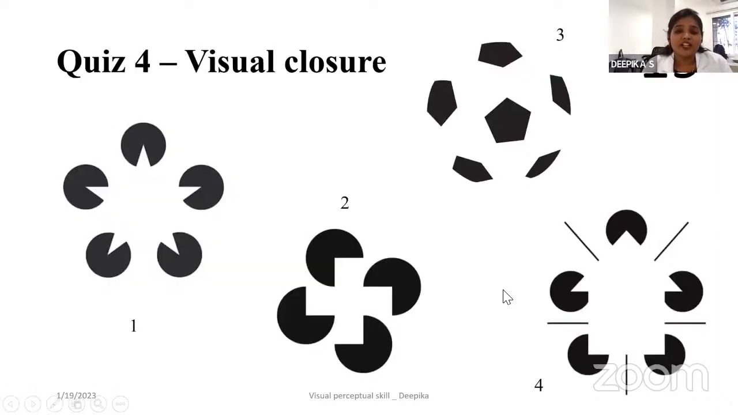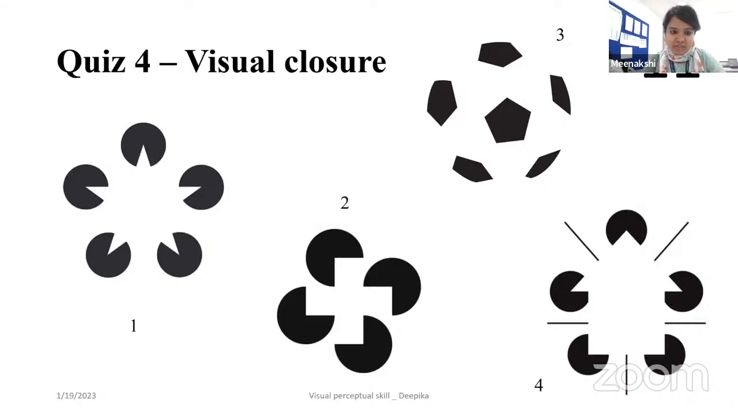So now we are entering into the quiz session. Okay, Deepika taught us about visual closure. We have brought you four pictures which are not complete, but you can appreciate what the pattern of the images is. So tell me, what do images 1, 2, 3, and 4 tell you?